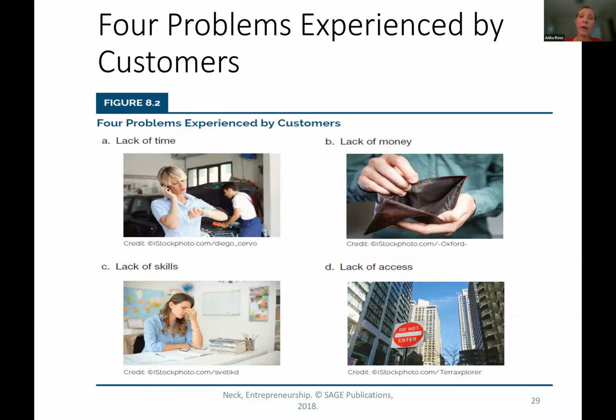Here are some problems experienced by customers, right? So something to think about. Lack of time is certainly an issue for people. And if we can find a way to relieve that pain, that would be wonderful. Lack of money is another. So we can find a way to create value there. Lack of skills, and then lack of access. So these are some of the key problem areas that customers would like assistance with.